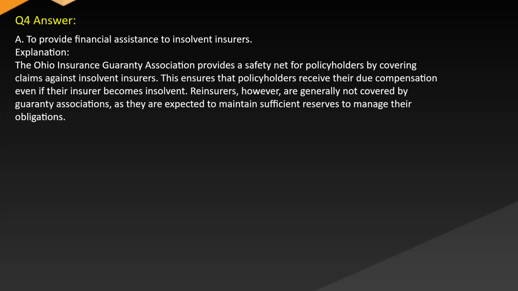Explanation: the Ohio Insurance Guarantee Association provides a safety net for policyholders by covering claims against insolvent insurers. This ensures that policyholders receive their due compensation even if their insurer becomes insolvent. Reinsurers, however, are generally not covered by guarantee associations, as they are expected to maintain sufficient reserves to manage obligations.